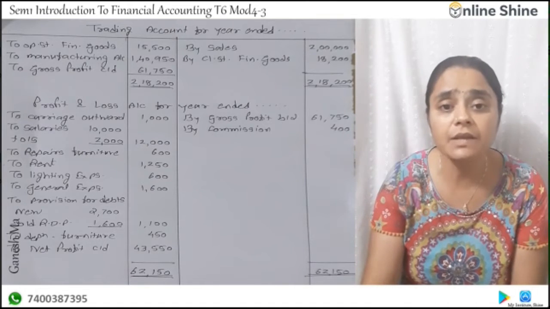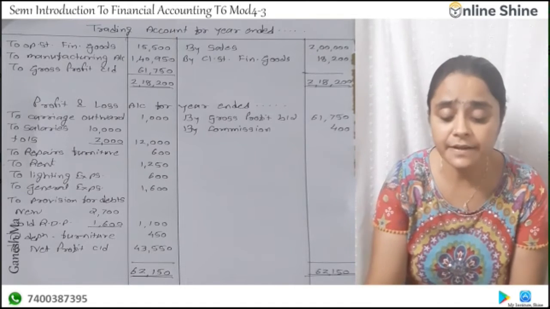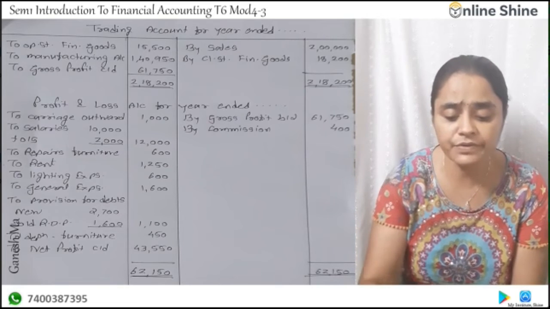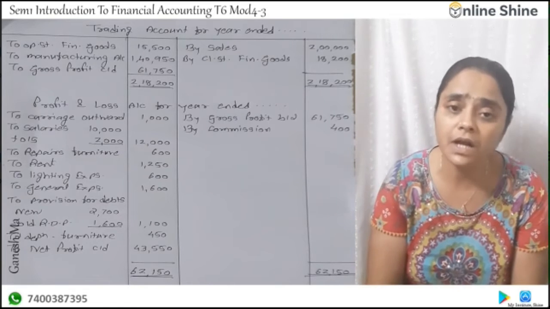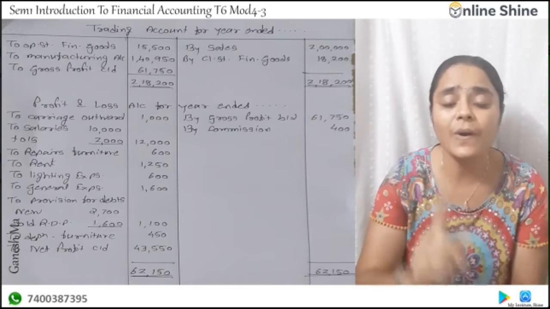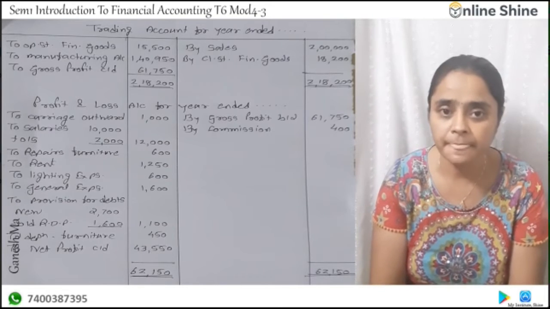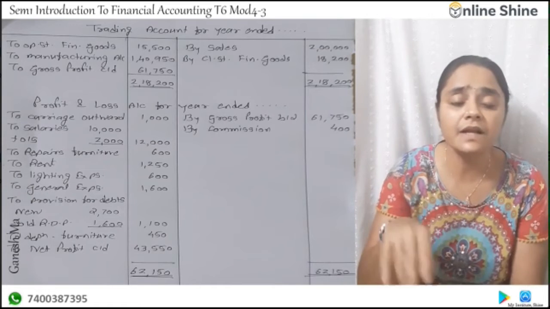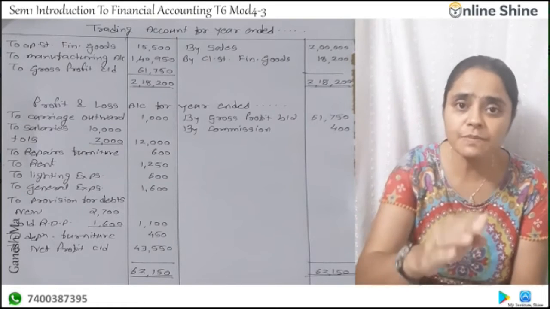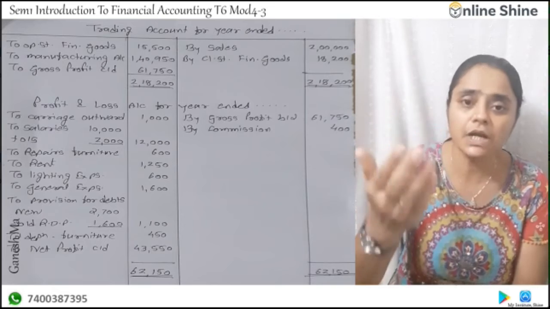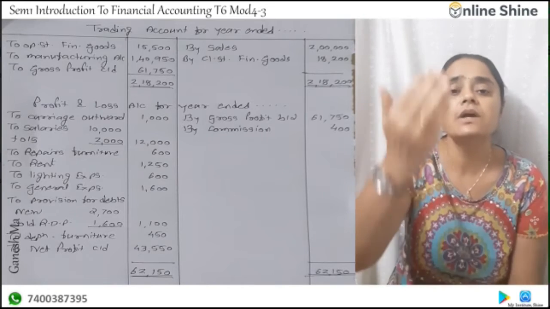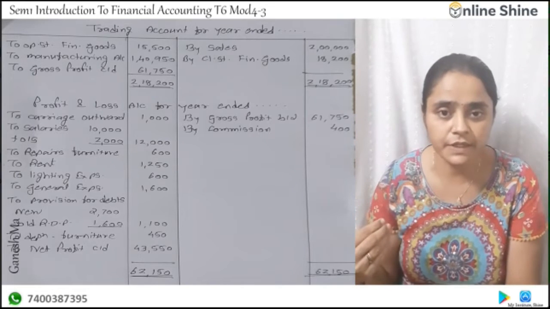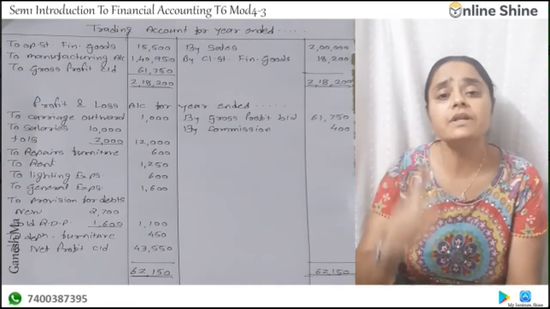You can see in your trading account on the debit side, to manufacturing account cost of production of rupees 1,40,950. So that is a closing entry. Nothing has come from adjustment. I have closed my manufacturing account. Understood? Now I will close my trading account.